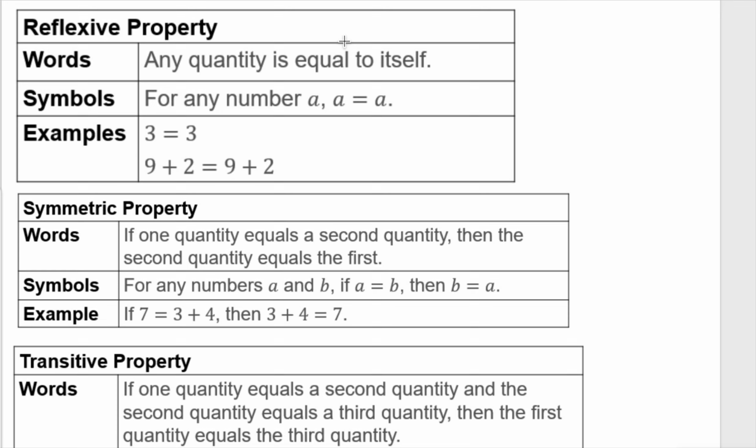Symmetric property, I want you to think about looking into a mirror. The symmetric property just states if one quantity equals a second quantity, then the second would equal the first. So if A is equal to B, then B is equal to A. Or if 7 is equal to 3 plus 4, then 3 plus 4 is equal to 7.